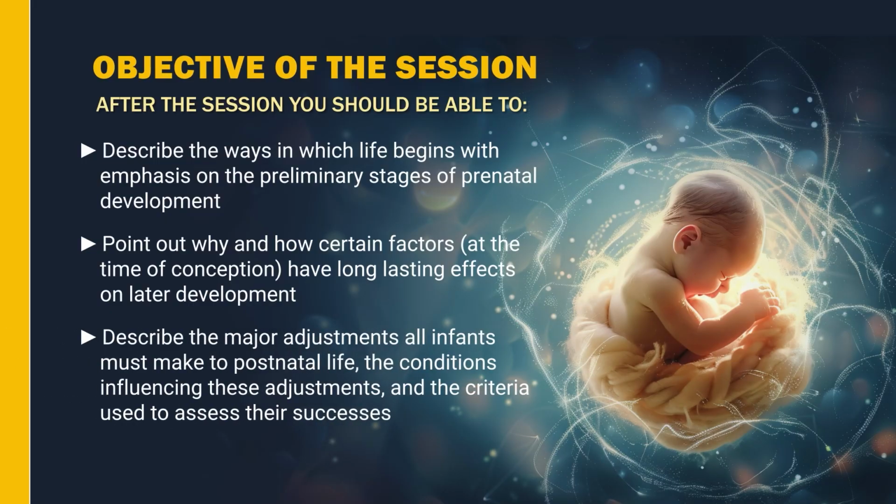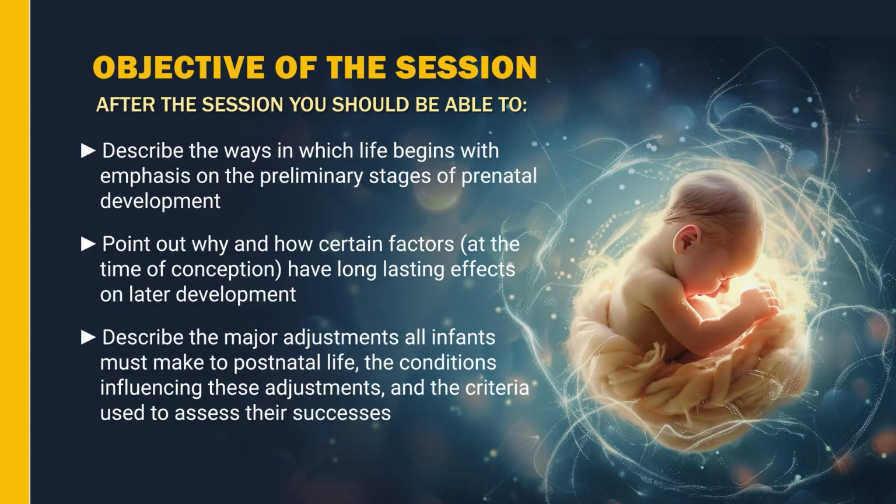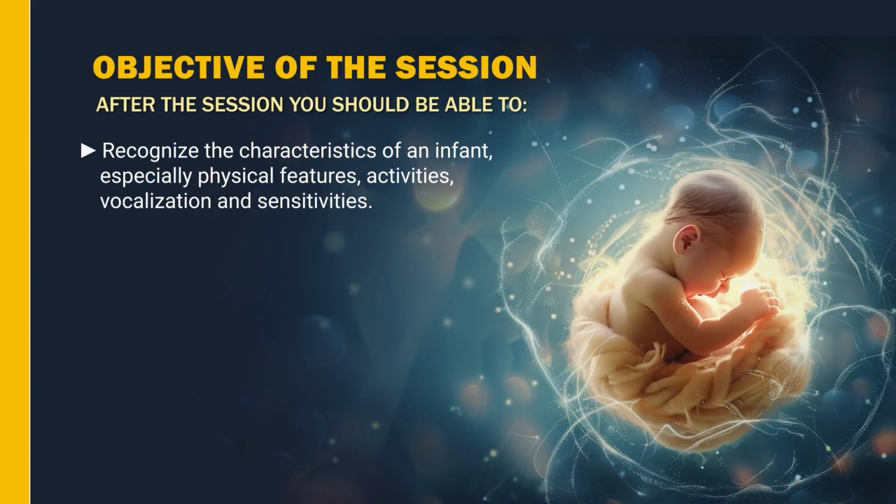You will also be able to describe the various major adjustments all infants must make to postnatal life, the kind of situational changes they have to make outside the womb, because the womb is a protected area. How the child adjusts is important to understand. You'll be able to describe the conditions influencing these adjustments and the criteria used to assess their success. You will also be able to recognize the characteristics of an infant, especially the physical features, activities, vocalization, and sensitivities. This is what we know as the stages of early development.